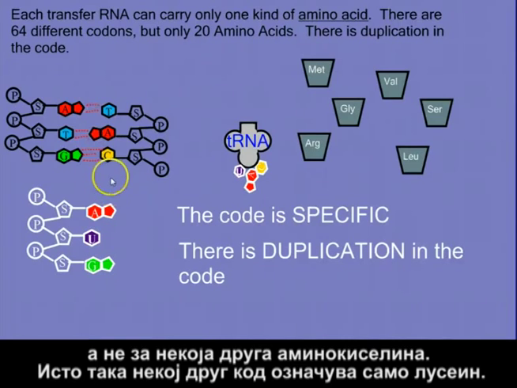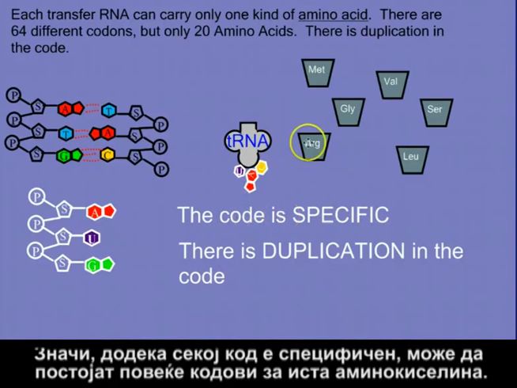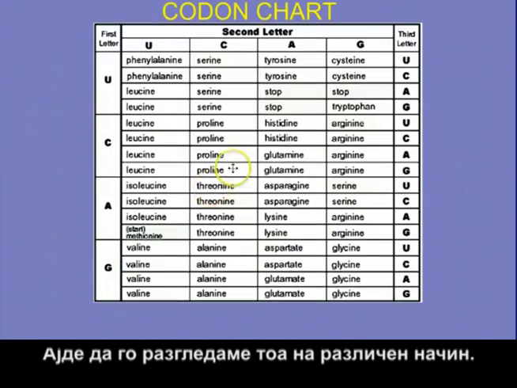And there'll be a 3-letter DNA code that can only code for leucine. However, just because that one code can only code for leucine, there may be an additional code that also codes for leucine. So while each code is specific to the amino acid it codes for, there's some duplication in the code. Let's take a look at that in a slightly different way. This is called a codon chart.